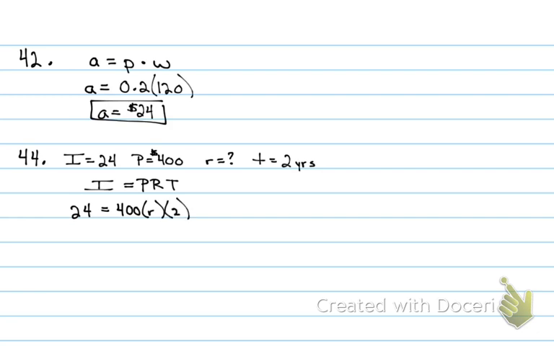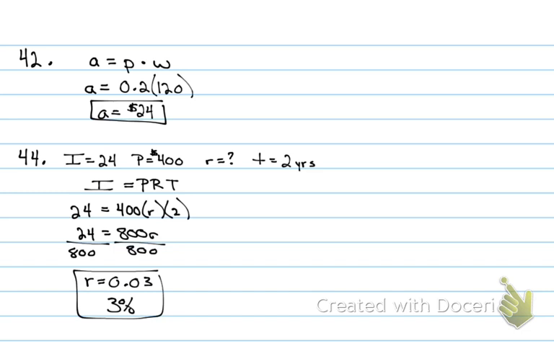Well, what can you do now? Yes, I need to multiply. 400 times 2, commutative property says I can do that. 800R. Divide. Raise your hand if you got 3%. Good job. Okay, 46. I equals PRT again, where your rate is 5%. What does 1,200 go in for? Principal. Okay, times time, which is 4.